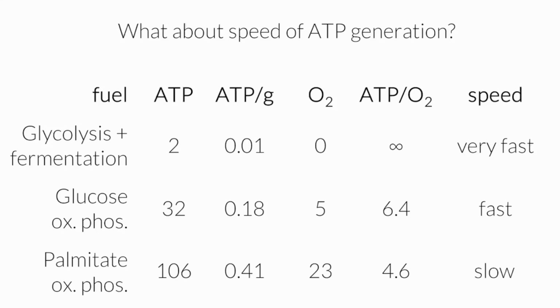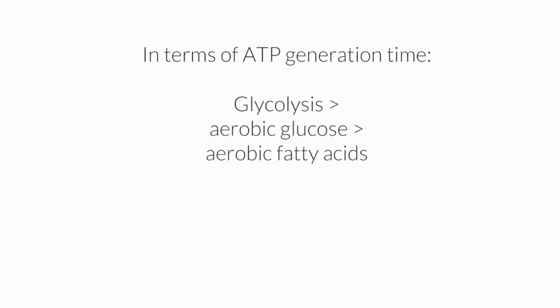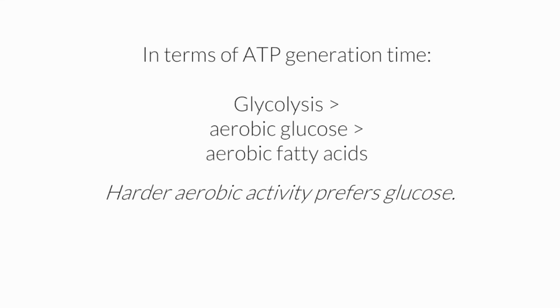You can think about that in terms of all of the steps that have to happen. You have to import the fat, and you have to do the carnitine shuttle, and you have to do beta-oxidation, and all these things. It's much slower than it is to get energy out of glucose. So in terms of ATP generation time, glycolysis beats aerobic glucose consumption, which beats aerobic fatty acid consumption. This also points to harder aerobic activities tending to prefer glucose, whereas less hard aerobic activities like going for a walk tend to prefer fatty acids.